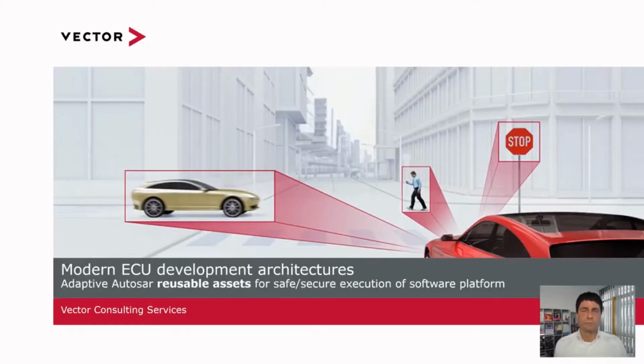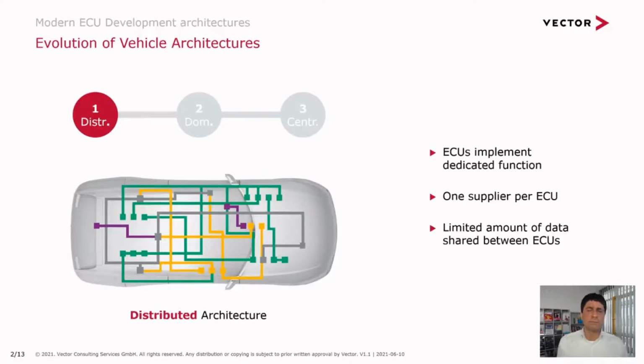Before we go to our reusable assets, let me elaborate a bit on what I mean by modern ECU architectures. So let us start with the classic, the distributed architecture. Here it is typical that each and every functionality in the vehicle is realized in its own ECU with dedicated sensors and actuators. Normally we have one supplier per ECU and a slightly high number of boxes which are distributed within the vehicle and communicate with each other by vehicle bus communication. Typical here is that only a limited amount of data is shared between the ECUs.